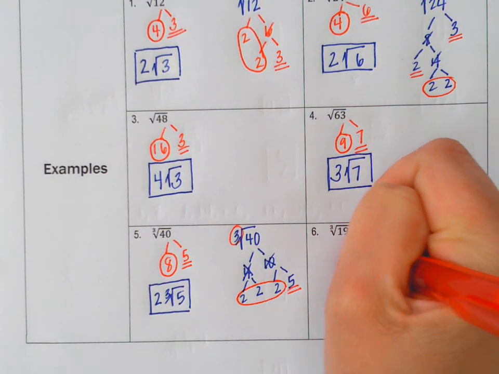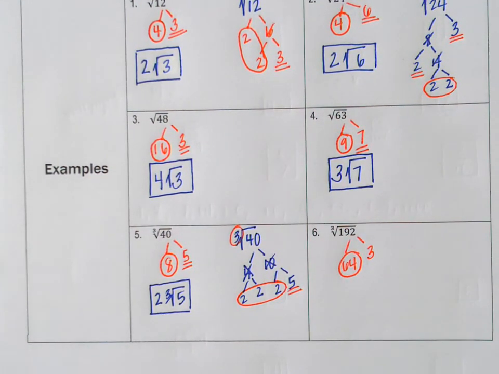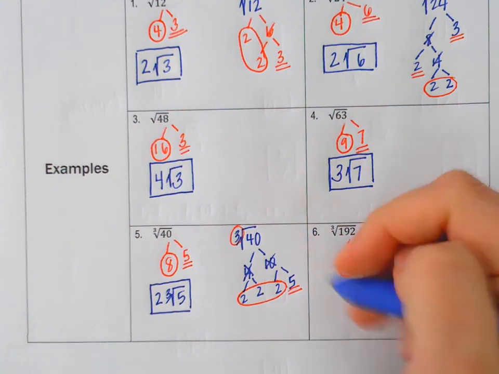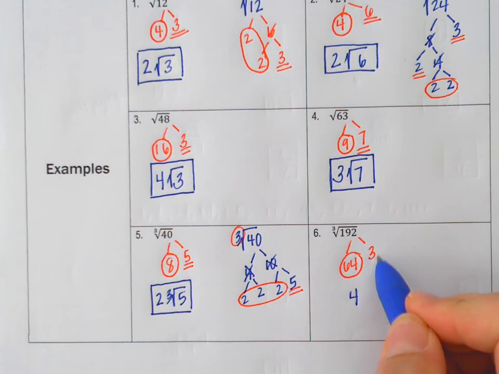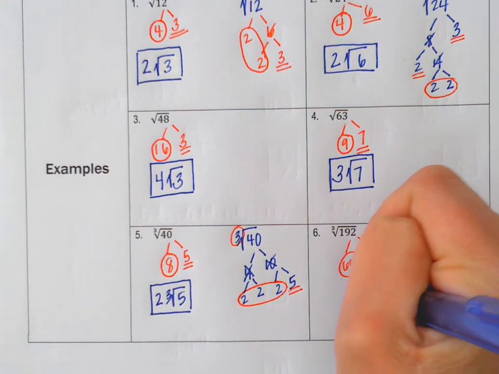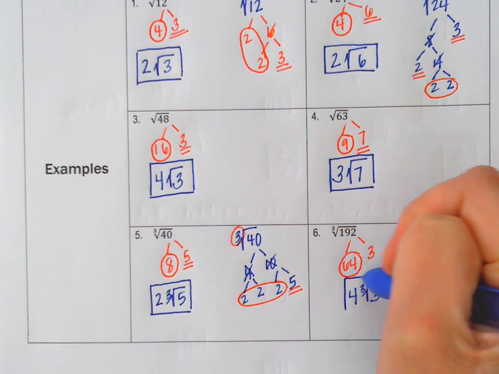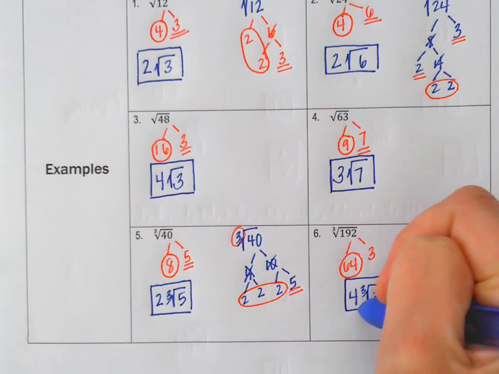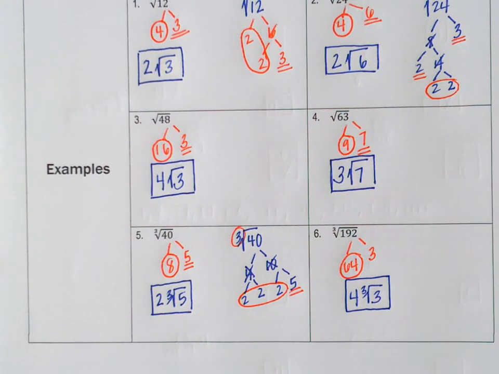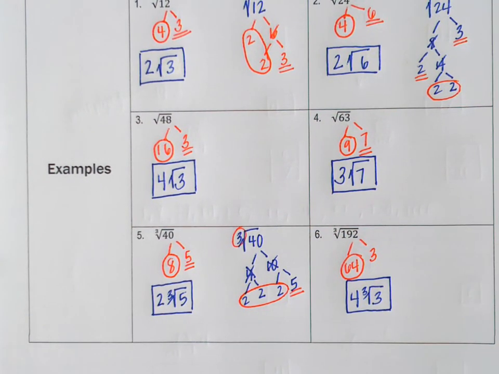So I know the cube root of 64 is 4. 4 times 4 times 4 gets me 64. And then what's left is the 3, and so it's going to be the cube root of 3. And that is my final answer. And that's it for the notes for today.